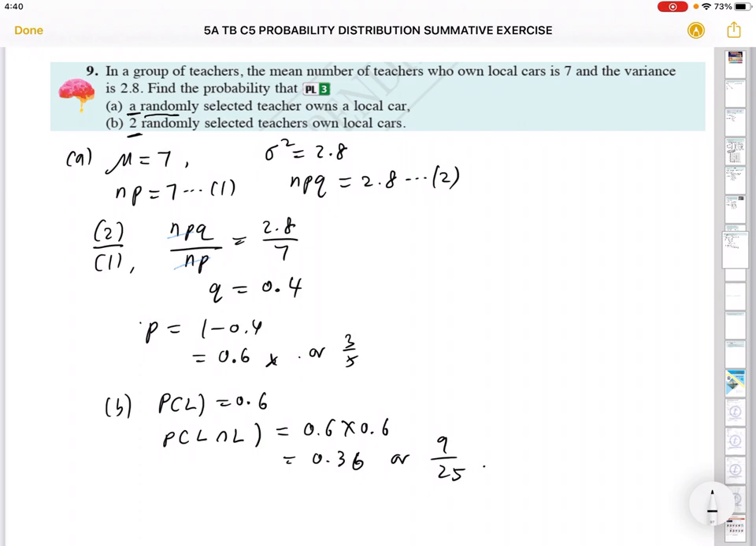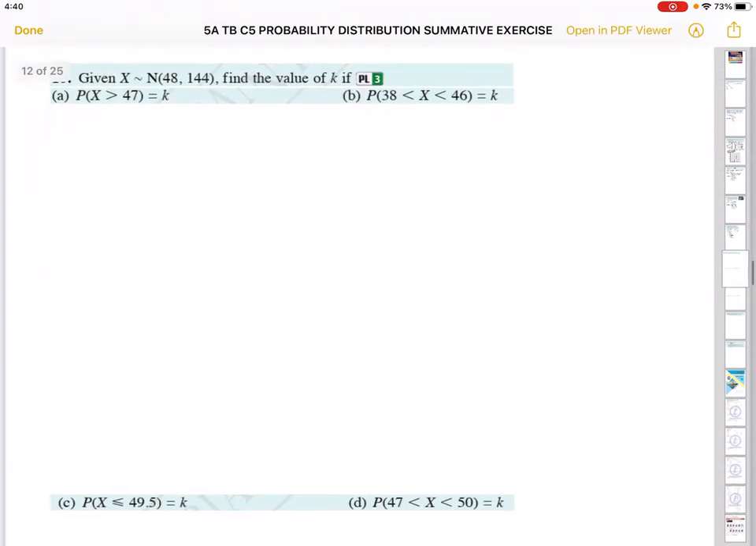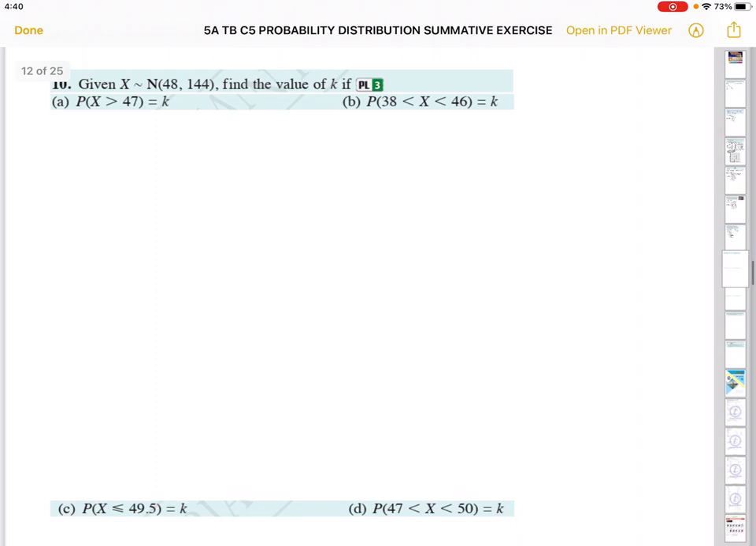All right. Let's move on to question number 10. This one involves normal distribution, and you notice I actually split it into 4 parts here. The first one: x is normally distributed with mean of 48. Your variance is 144. Remember, if they write in this notation, this is your mu, this is your variance, so you have to square root 144. The square root of 144 is 12. 12 is your standard deviation.